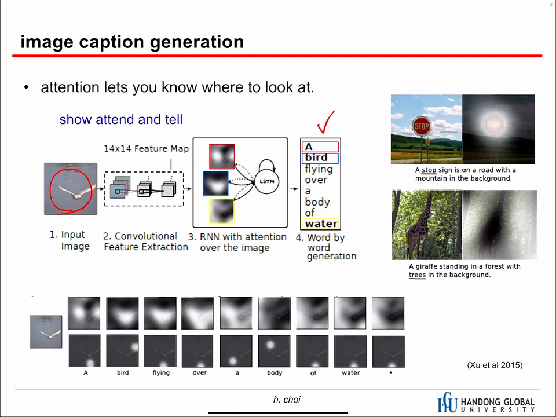So in this image caption generation, the attention mechanism is applied too. When we translate one sentence to another language, we generate word by word. Likewise, in image caption generation, we generate the sentence word by word. When we generate one word, we pay attention to a specific area of this image. So when we generate the word stop, we just pay attention to this stop signal.